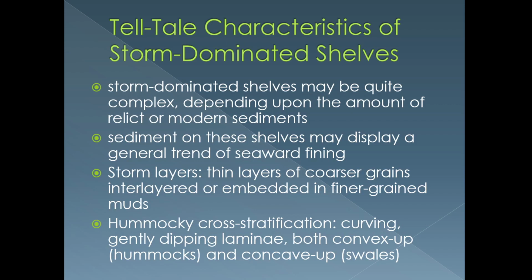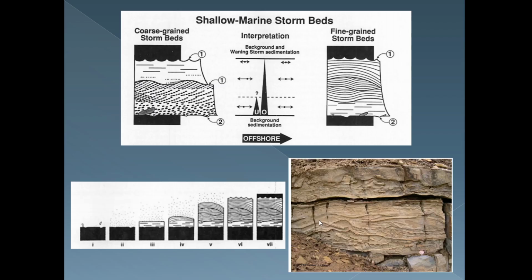Storm-dominated shelves may also be very complex, depending on the amount of relic and modern sediments. Generally, you're finding seaward in these types of shelf environments different storm layers and hummocky cross stratification. These storm layers and the cross stratification are one of the best ways that we can identify storm-dominated shelves, due to the fact we're having extremely high amounts of wind and different storms coming through. We find we're having a lot of cross stratification.